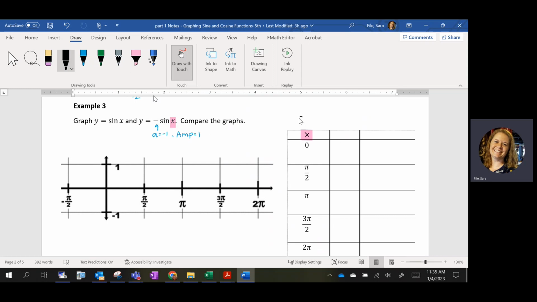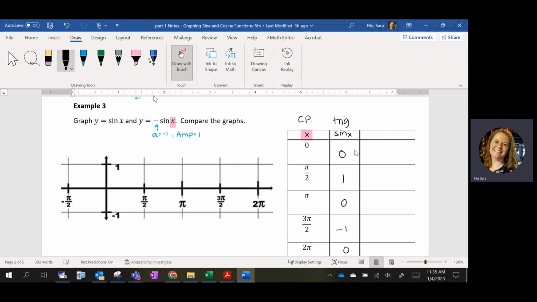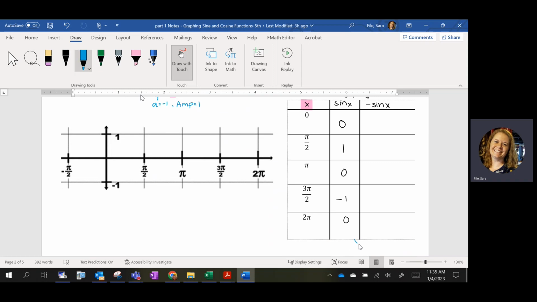So far, it looks like there's no change from the parent function because the amplitude's still going to be 1. But when I look at it and I know in my columns, I have to multiply by A if I have an A. So I'm going to have to multiply by a negative. So what's going to happen to these values when you multiply by a negative? Yeah, what was positive is going to become negative, and what was negative is going to become positive. The zeros remain zeros.